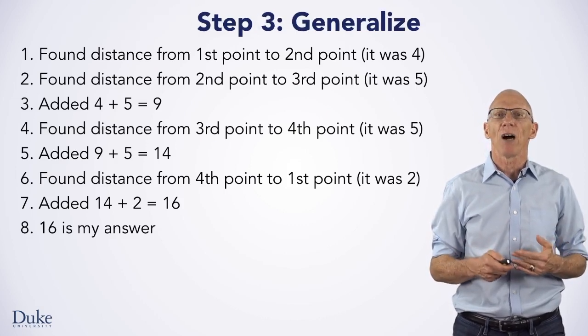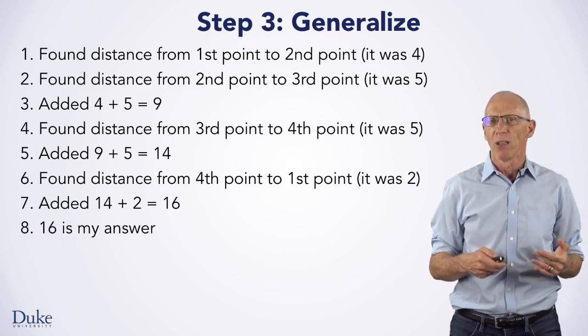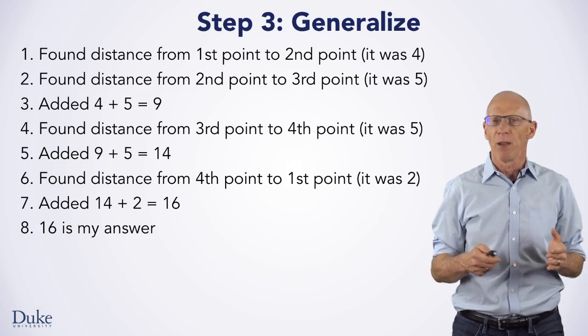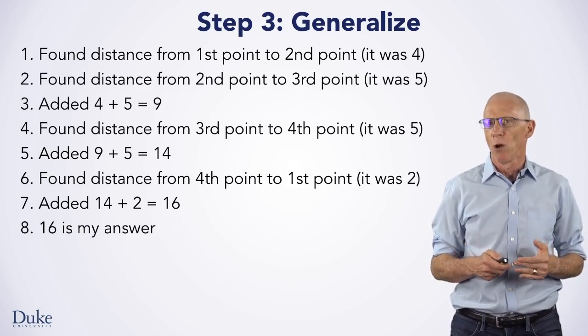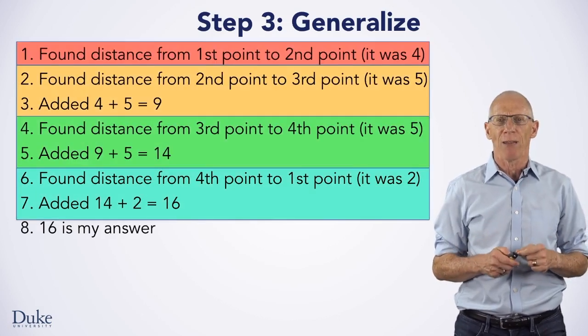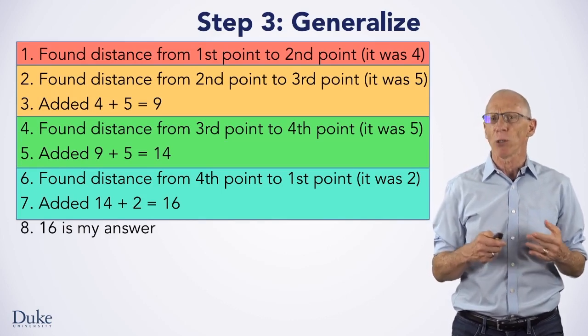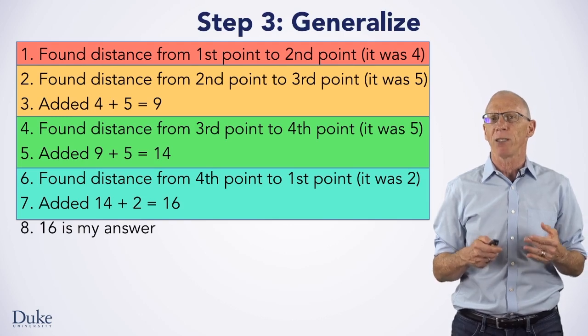Now we're ready to move on to step 3, where we're going to find the patterns and generalize to find the perimeter of any shape, not just the one we just saw. One thing you might notice is that we're doing almost the same thing repeatedly. When we generalize, we want to look for similar steps and express them as repetition.